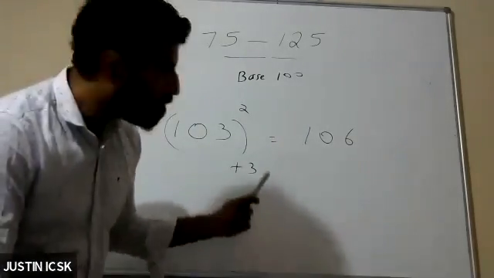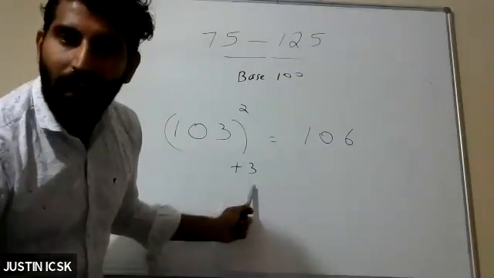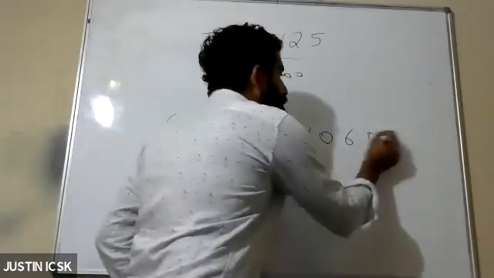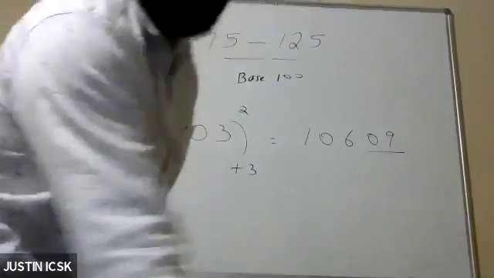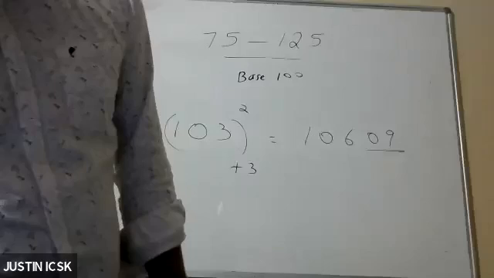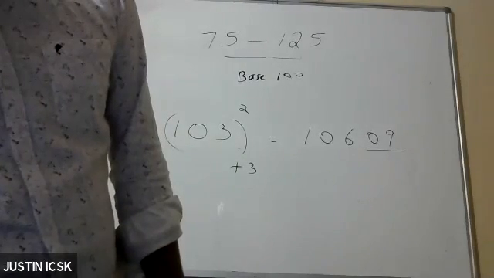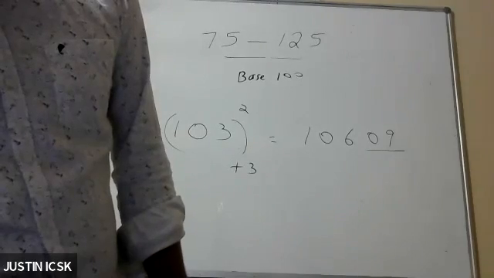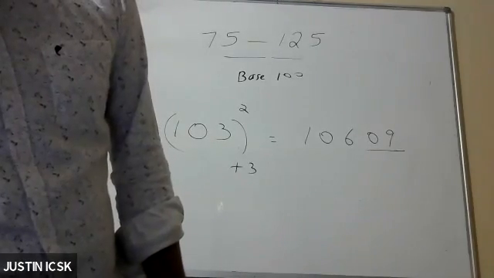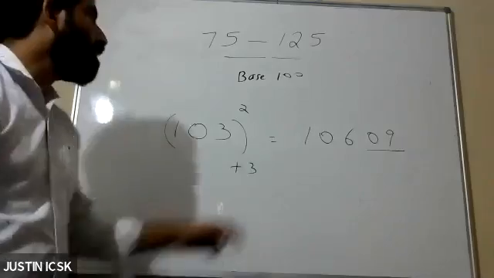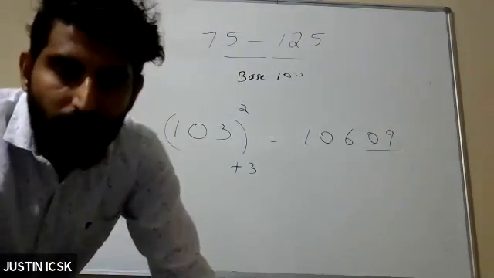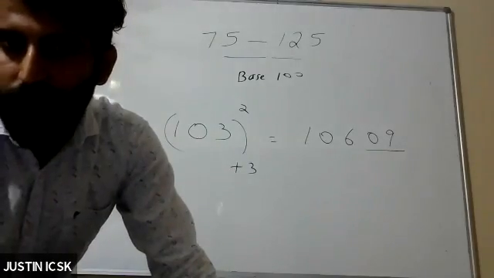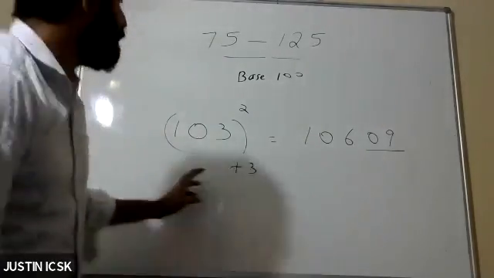Next step is the same. 3 square is 9. Right? Just 0, 9. This step is the same. So your answer is 10609. 10609. Any doubt?